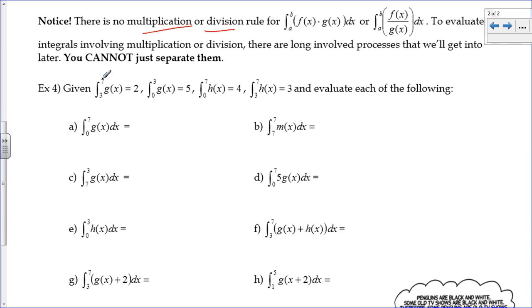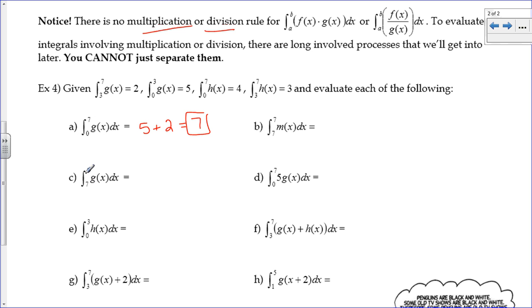So the integral from 3 to 7 of g is 2, the integral from 0 to 3 of g is 5, 0 to 7 for h is 4, 3 to 7 for h is 3. Okay, we're going to use all these things to evaluate the stuff down here. So let's say A, integral from 0 to 7 of g. Well, I have 3 to 7, and I have 0 to 3. So 0 to 3 plus 3 to 7 for g would be 5 plus 2, which is 7. That's the additivity rule. 2 parts make a whole.